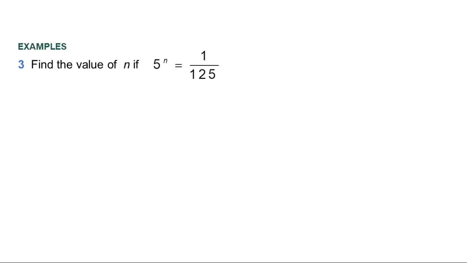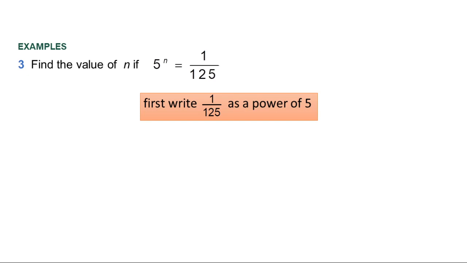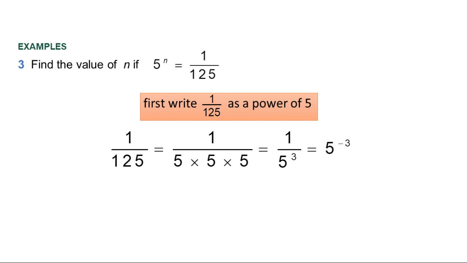Let's move to example number 3. Find the value of n if 5 raised to the power of n is equal to 1 over 125. I want to convert 125 so that it can be written as a power of 5. Remember, 5 times 5 times 5 is 125. So I can convert 1 over 125 to 1 over 5 to the power of 3.